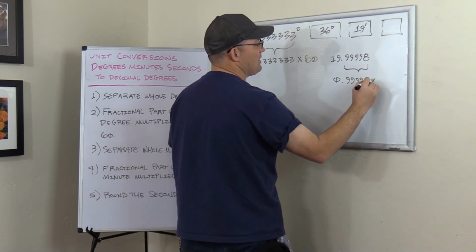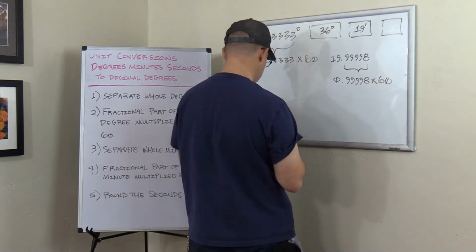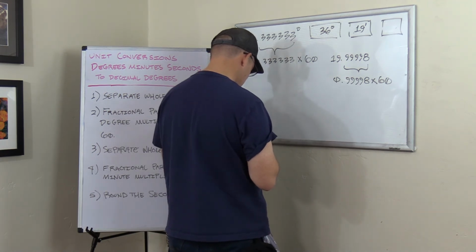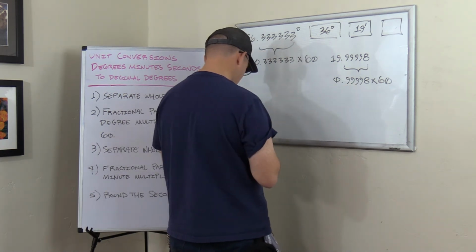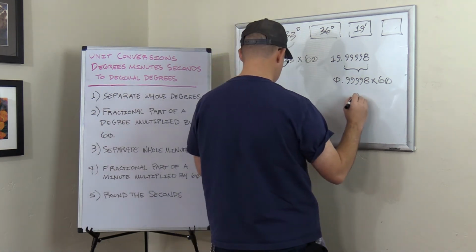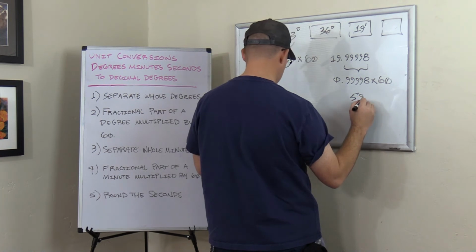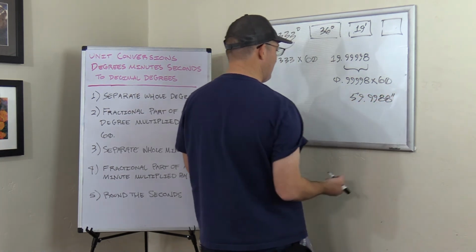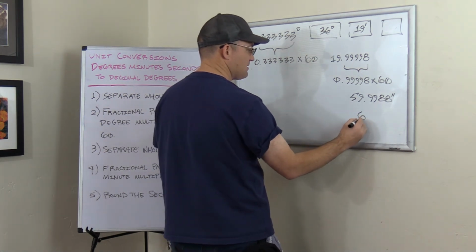Okay, then we're going to drop this down, 0.99998, and we're going to multiply that by 60 to get our seconds. So on my calculator, I'm just going to hit minus 19 to get that number in my queue there, and we're going to multiply that times 60. Okay, so that equals 59.9988 seconds. Okay, we want to round that. So when we round that up, we get 60 seconds.